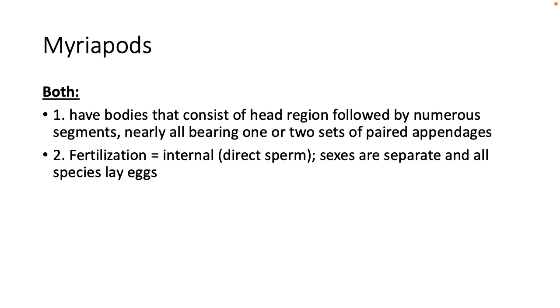So your centipedes and your millipedes make up the myriapods, and these are things they have in common: a head region followed by numerous segments, and then they each bear an appendage, either one or two sets. Fertilization is internal. Sexes are separate. All species that we know of lay eggs.